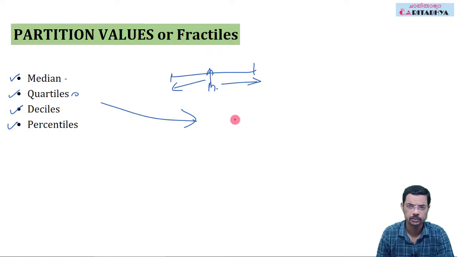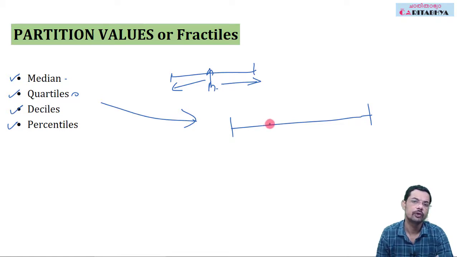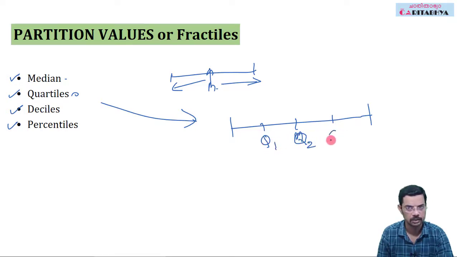For quartiles, suppose we have a set of data, this is the range of data. If you want to divide it into four equal parts, first we cut in the middle, and then we make two more cuts. So this is the first quartile, this is the median actually, which becomes the second quartile, and this becomes the third quartile. This is your leftmost observation and the rightmost observation.